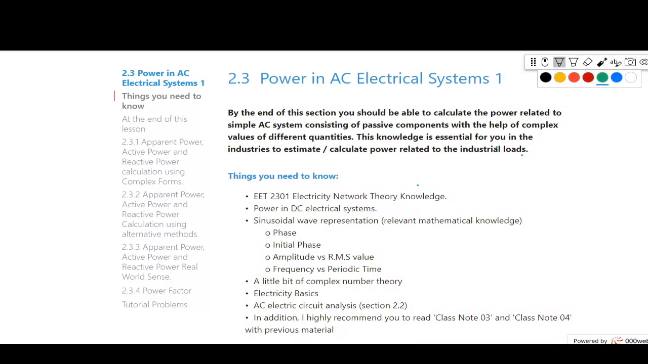In this section we are going to basically discuss the difference between DC power and AC power. Especially when it comes to AC power, there are three components: apparent power, active power, and reactive power. And in addition, we would like to discuss power factor. These things are very important both as a student and once you get into the industry. You will come across situations where this knowledge is highly valuable.